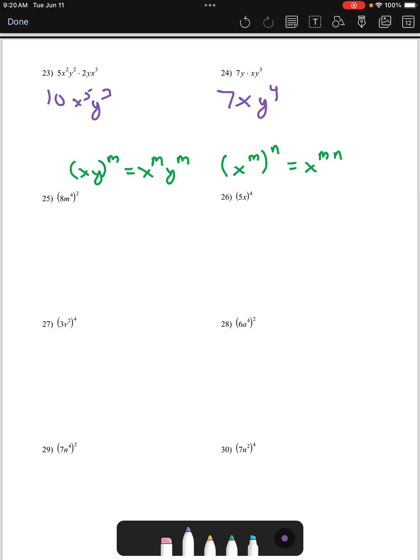Now, again, I'm going to do 25 a bit in a long way, just to illustrate these two rules, and then I'm going to talk you through using these rules so that we can do these a little bit faster.